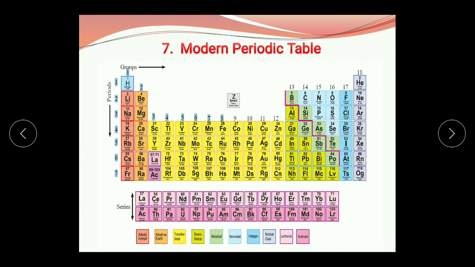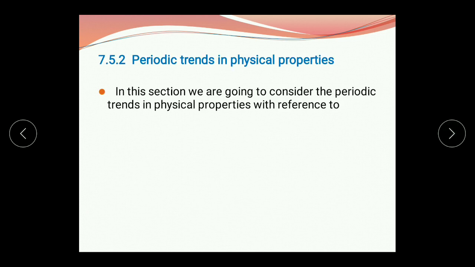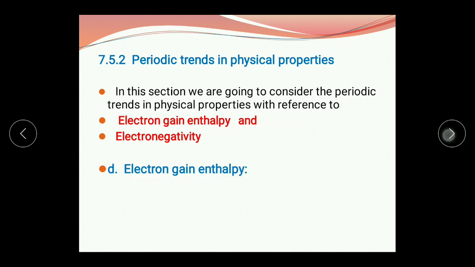Now in today's session, we are going to learn about the remaining properties and their trends. Which are the remaining properties then? Electron gain enthalpy, first one, and the second one is electronegativity. So we are going to consider the periodic trends in physical properties of electron gain enthalpy and electronegativity in this session. So let us begin with the first property of today's session, that is electron gain enthalpy.